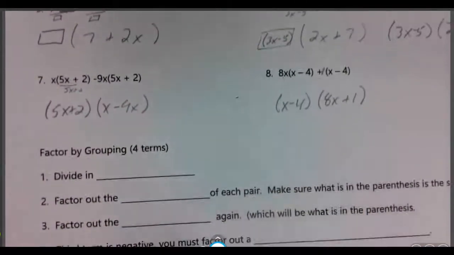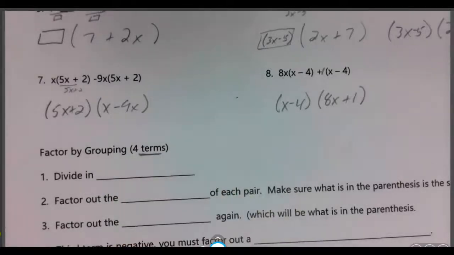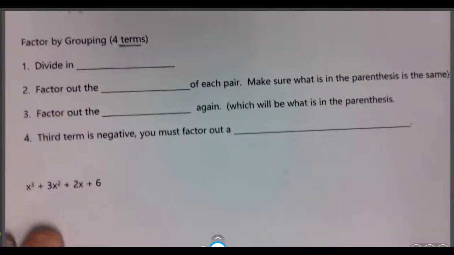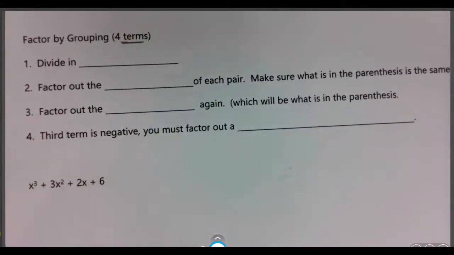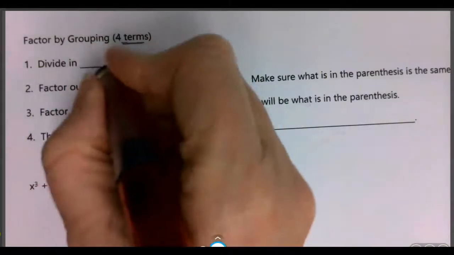Now we're going to talk about factoring by grouping, and this will always be 4 terms. We're going to factor by grouping, okay? So what I like to do is to do a problem at the same time that I am doing the steps. So here are the steps. We're going to factor this one out right down here. Okay, so the first thing we're going to do is divide it into 2 pairs.